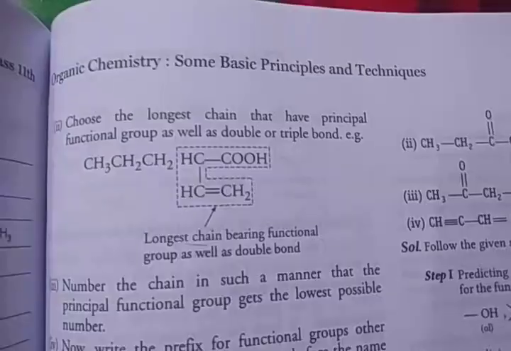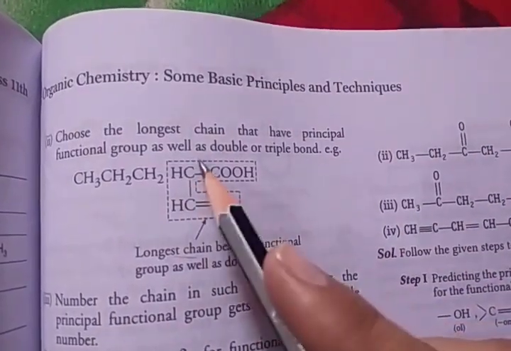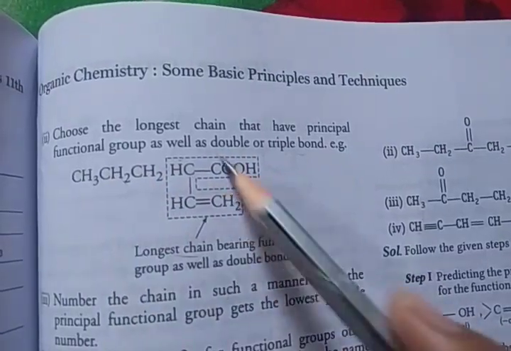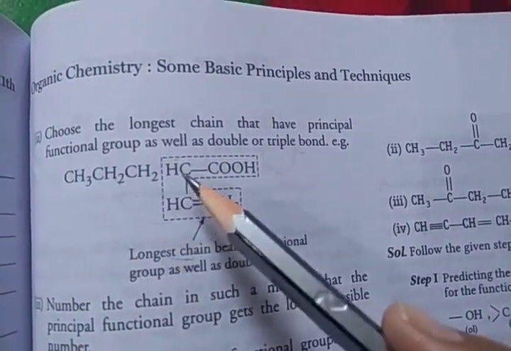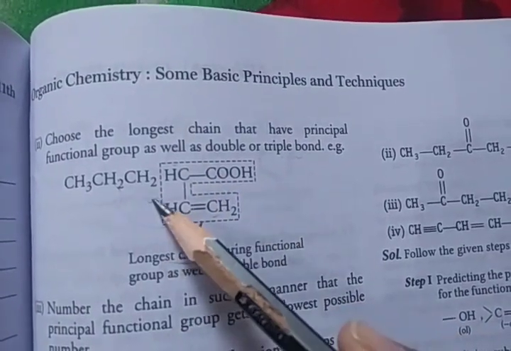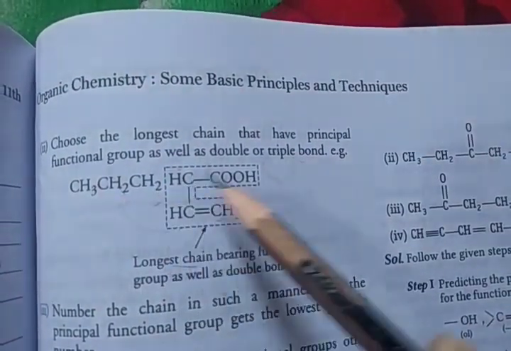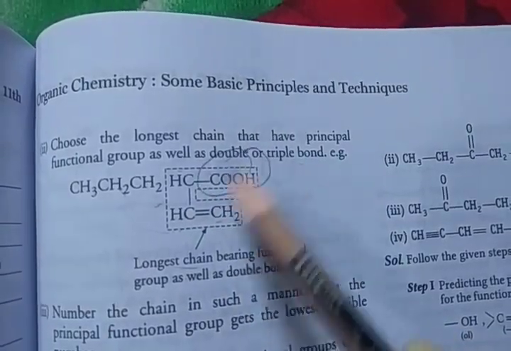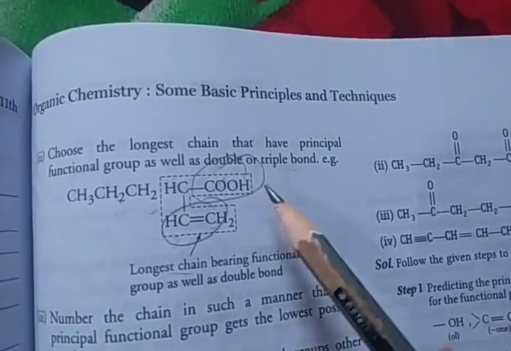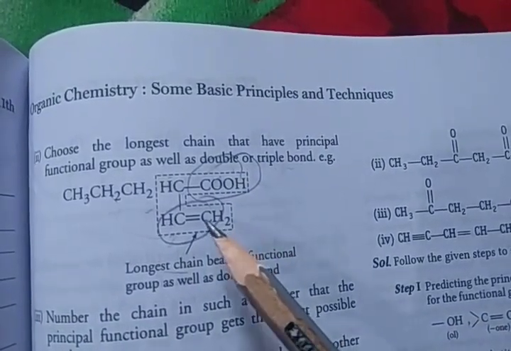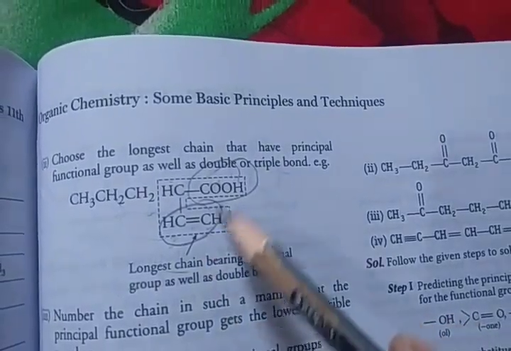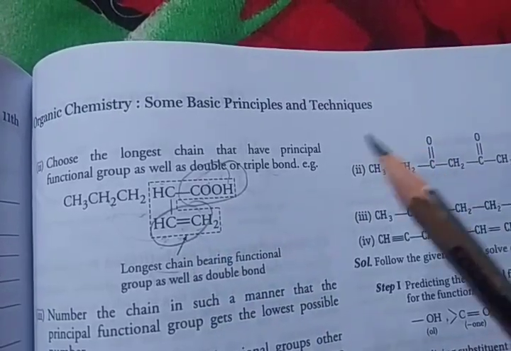Next, choose the longest chain that has the principal functional group as well as the double bond or triple bond. Like this compound CH3 CH2 CH2 CH(COOH) CH=CH2. Which chain do we select? 1, 2, 3, 4, 5. Here you see this is the functional group and this is the double bond. So two groups are present, but priority is given to the functional group. The longest chain contains the functional group as well as the double bond.